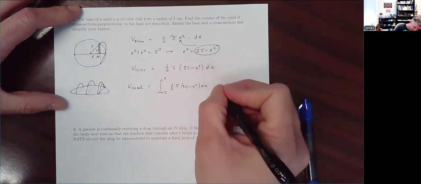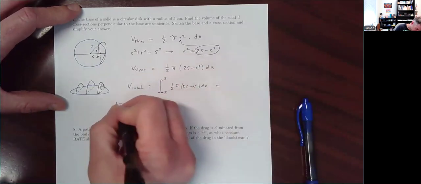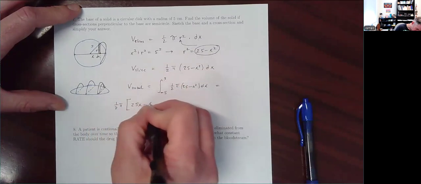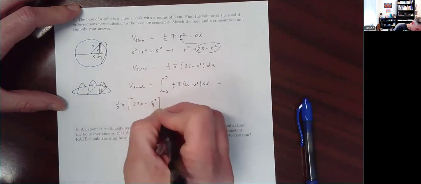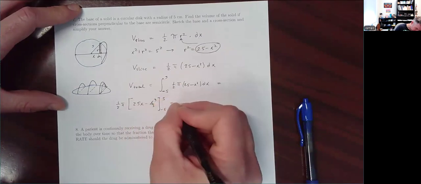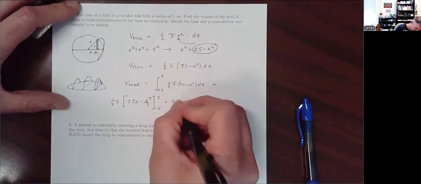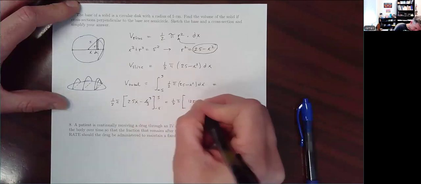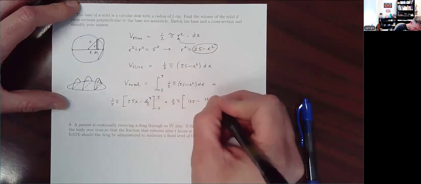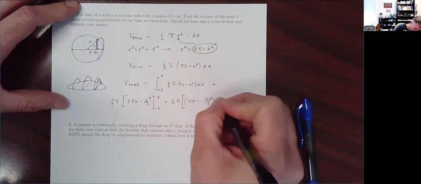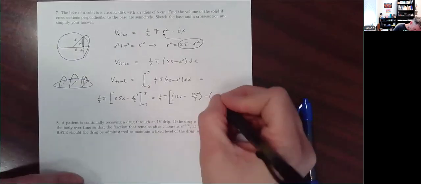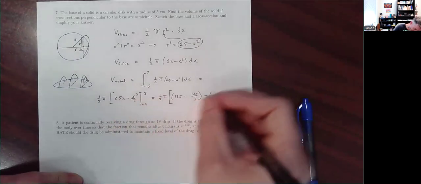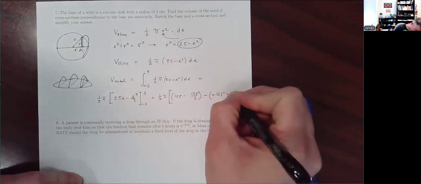So then we pull out the 1/2 pi, we integrate this, and we get 25x minus x cubed over 3 from -5 to 5. We get 1/2 pi times, we plug in 5, we get 25 times 5, which is 125, minus 5 cubed, which is 125 over 3, minus, if we plug in negative 5, we get negative 125 minus negative 125, so plus 125 over 3.